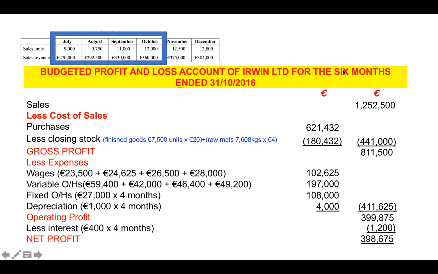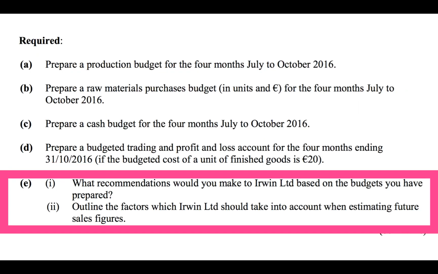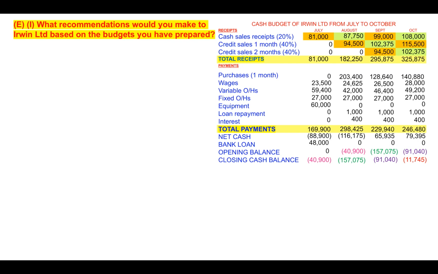Now, last part, part E. Part 1, what recommendations would you make to Erwin Limited based on the budgets you have prepared? And part 2, outline the factors which Erwin Limited should take into account when estimating future sales figures. So part 1, what recommendations would you make based on the budgets that you have prepared?